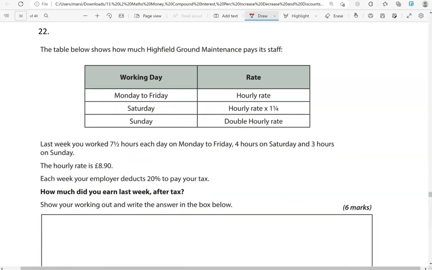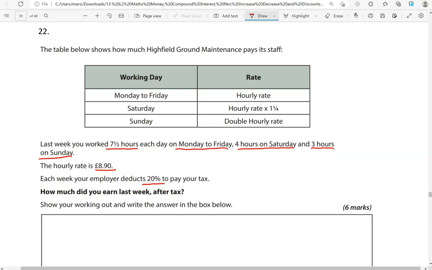The table below shows how much Highfield Graham Maintenance pays its staff. Working day and rate. Monday to Friday, hourly rate. Saturday, hourly rate times 1.25. Sunday, double hourly rate. Last week you worked 7.5 hours each day on Monday to Friday, 4 hours on Saturday and 3 hours on Sunday. The hourly rate is £8.90. Each week your employer deducts 20% to pay your tax. How much did you earn last week after tax? Show your working out and write the answer in the box below.